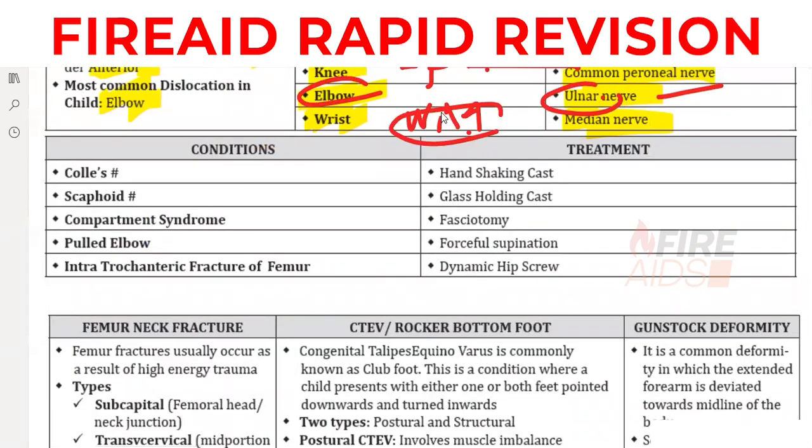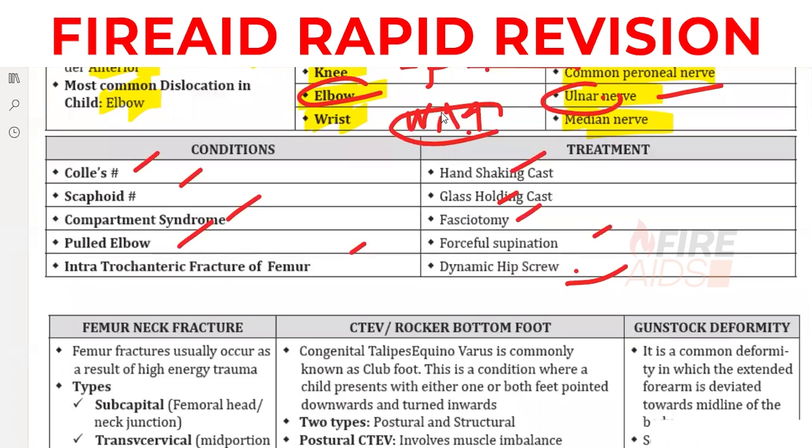Next, here are some conditions and their treatments. Colles fracture means a handshaking cast is used. Scaphoid fracture, glass holding cast. Compartment syndrome, you are going to do fasciotomy. Pulled elbow means forceful supination, and intertrochanteric fracture of femur means dynamic hip screw.